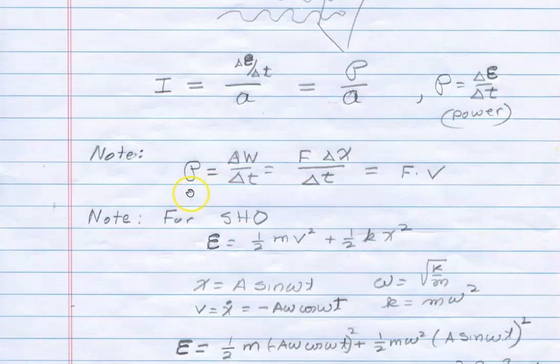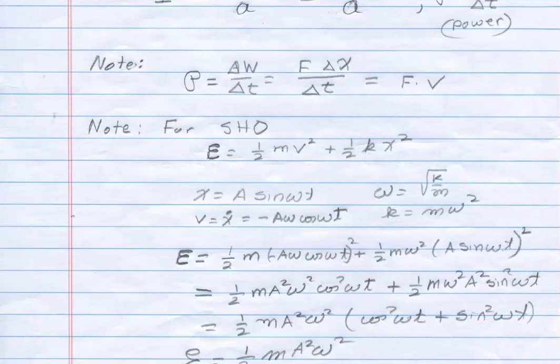In terms of mechanical waves, you'll sometimes see the power is the work done and the time it was done in. And remember, work is force through displacement, F dx, and this is delta T. And so it becomes a force times the velocity here.